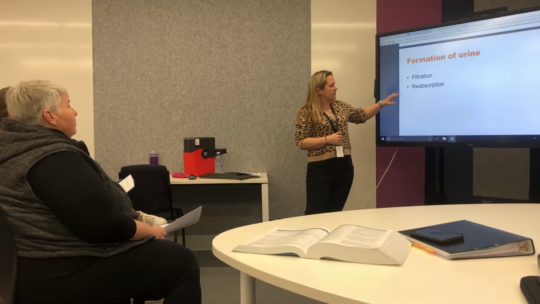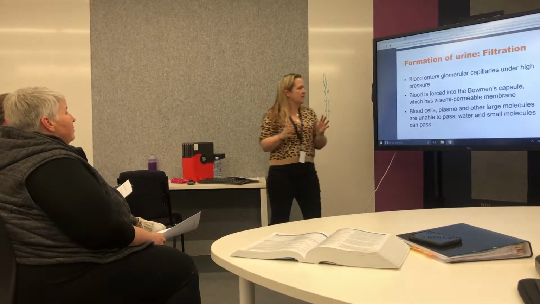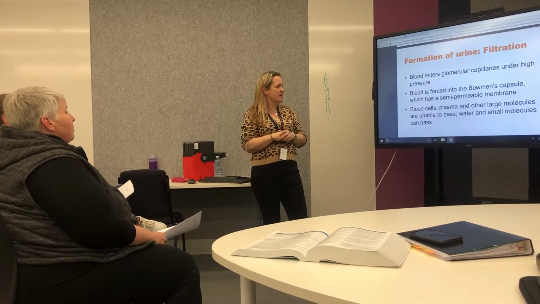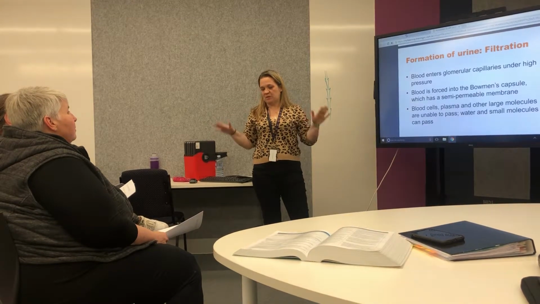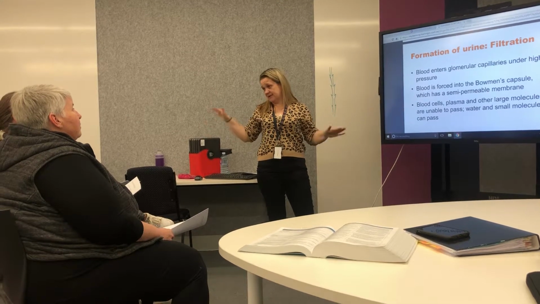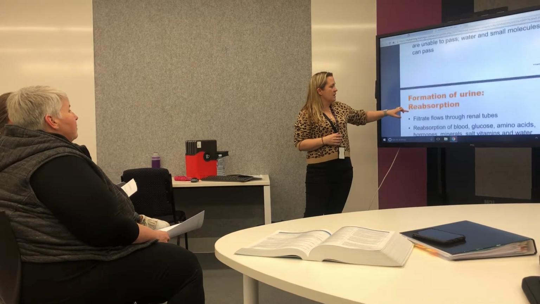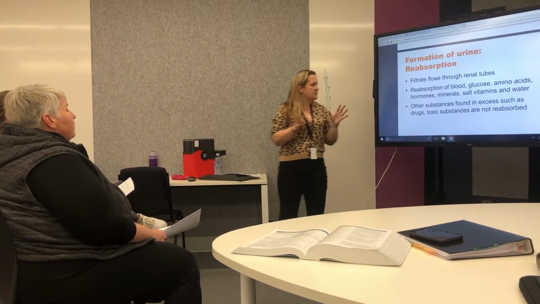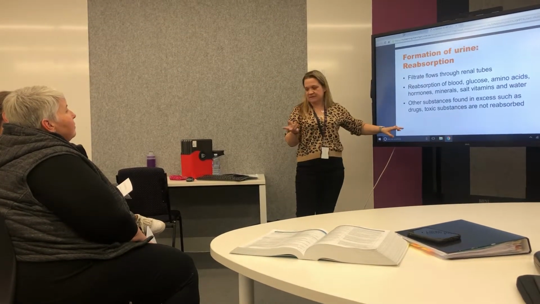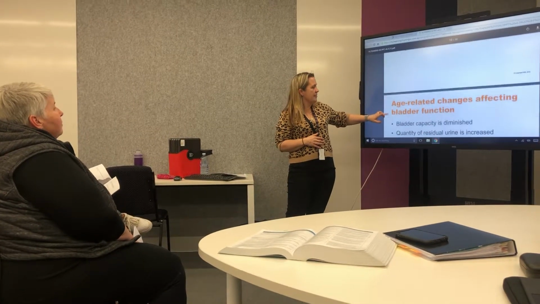So urine is formed through filtering and reabsorbing through the blood. In the filtering, the blood enters the glomerulus under high pressure, is then forced into the Bowman's capsule, which is the semi-permeable membrane that forms our filter, looking at the electrolytes and the acid-base balance, and then we excrete all of our large molecules. The reabsorption is where the urine then goes out into the renal tubes and we excrete it. Some substances like drugs and toxins will get excreted in the urine.